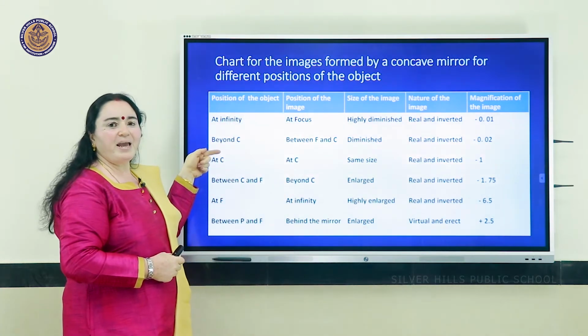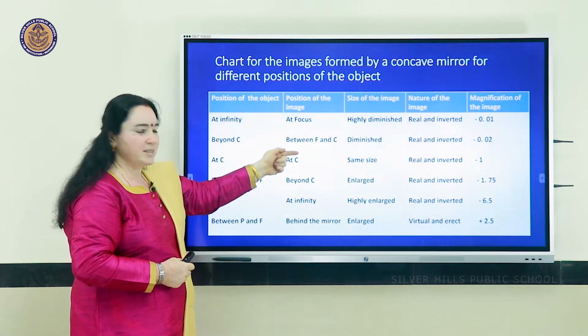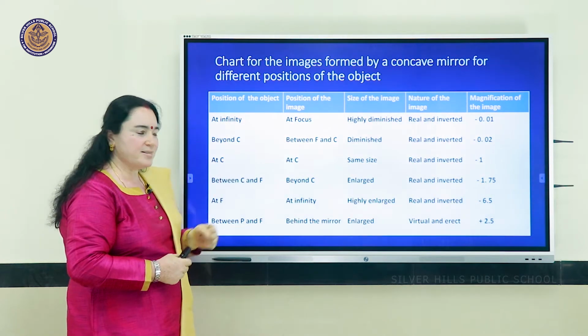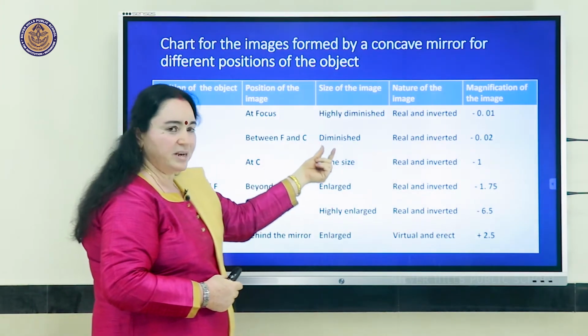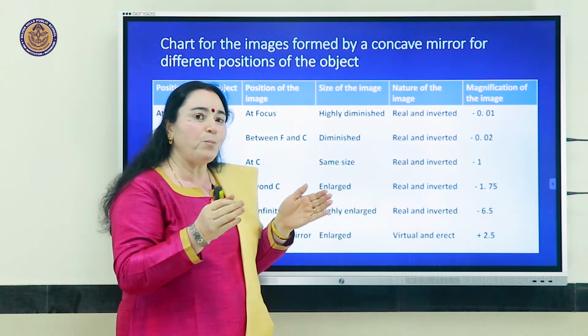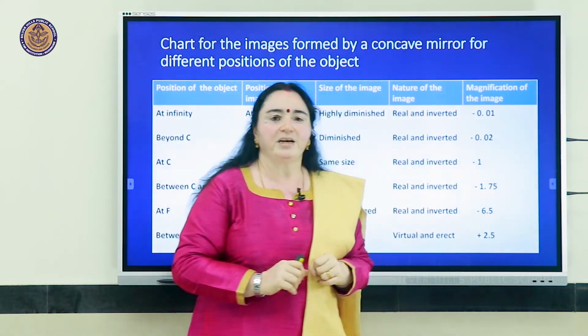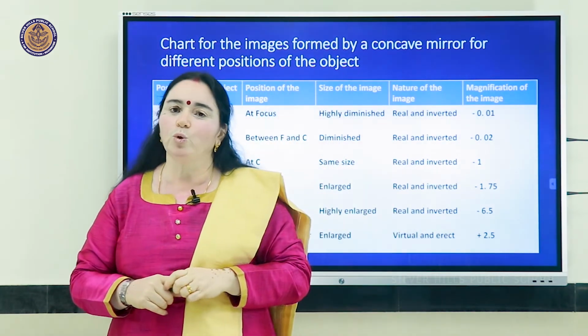Now go for the next one. When I keep my object beyond C, my image is formed between F and C and it is diminished. That means what? The size of my image is getting a little bigger now. The magnification produced over here, we can take as minus 0.02.